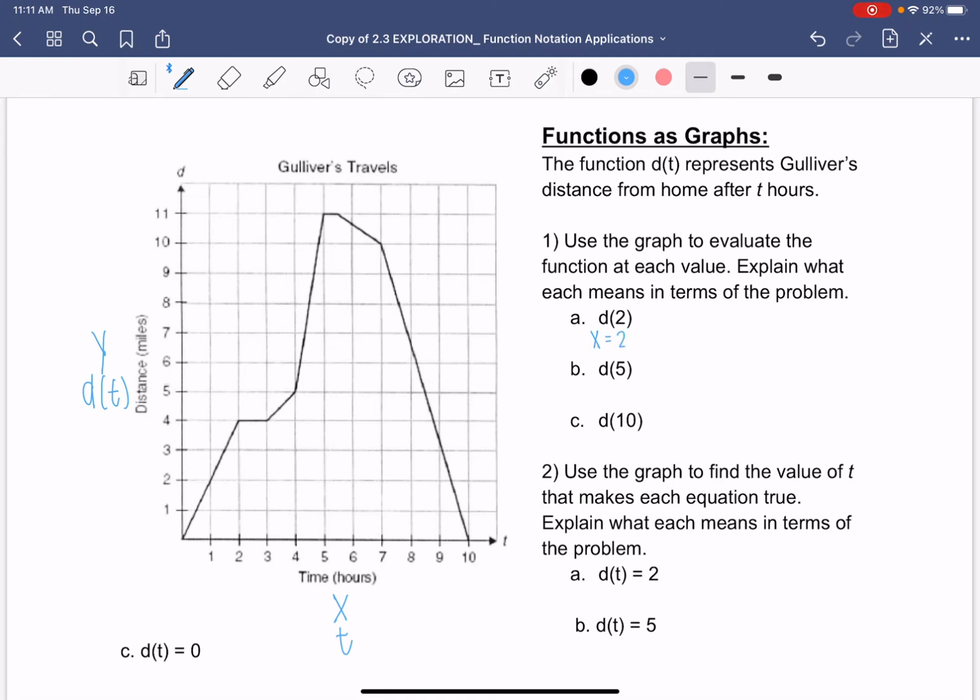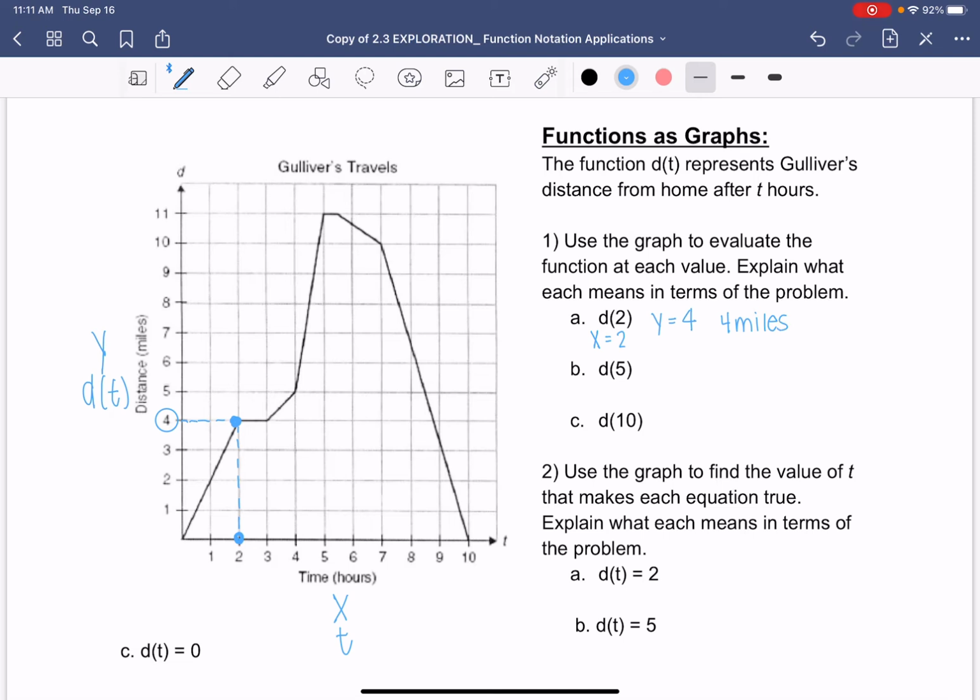So time equals 2. I'm going to look on my x-axis, or my time axis, and go to that 2. So here's 2. What I am doing is finding out where my graph is when x equals 2, or when t equals 2. I'm looking for my graph, and when I find it, I'm going to plot that point, and then find where it is on y. So it's on the 4 of y. So y equals 4. And when y equals 4, that's 4 miles.